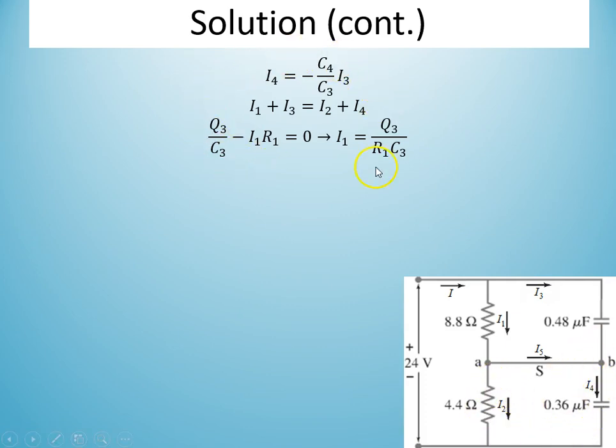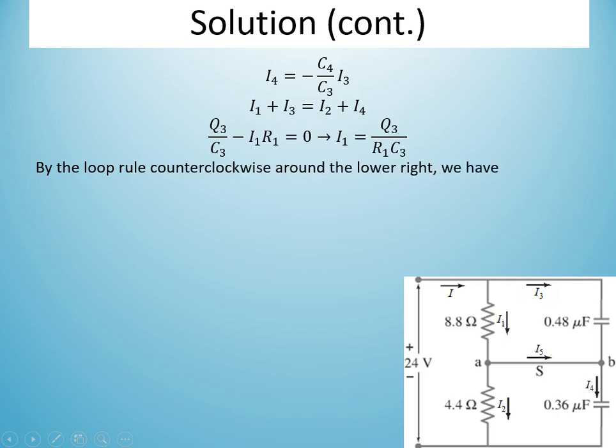So right here, I'm just summarizing what we've obtained so far. We have an equation for the current I1. We also have an equation for I4. So now that we've summarized our results so far and also isolated for I1, we're going to do a loop rule around this lower right one. Same loop rule as before.